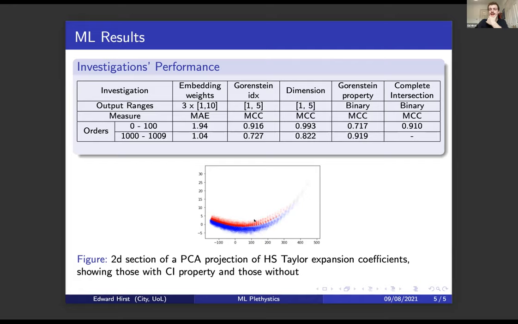the complete intersection investigation. So here the vectors of the Hilbert series coefficients, the first 100, are allocated a label of either complete intersection or not. And this gives them their color, red or blue. A PCA was then performed on this, and the 2D section here is taken with the PCA, which shows how nicely they separate out. So this is just to exemplify the kind of structure that these neural networks are taking advantage of, in that in some PCA space, these separate out quite nicely. So you can draw some surface and use that for your classification.